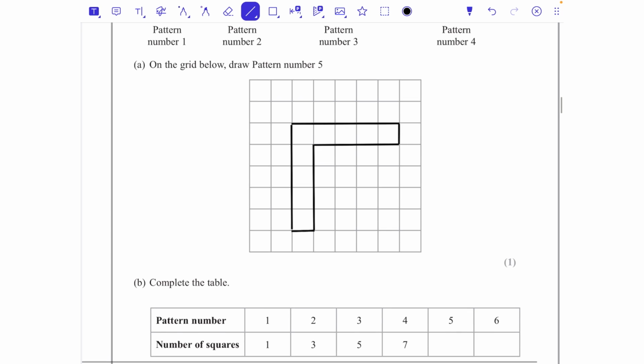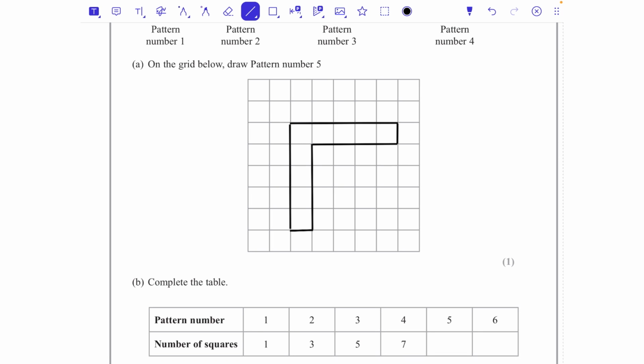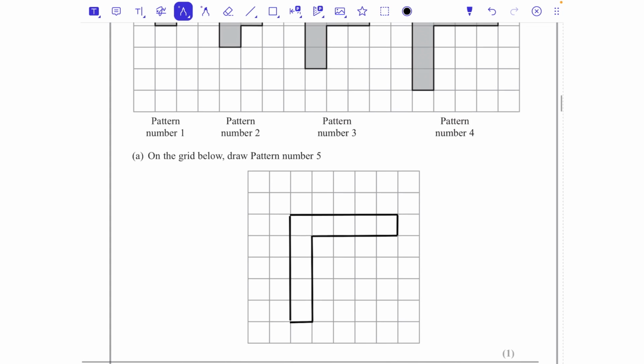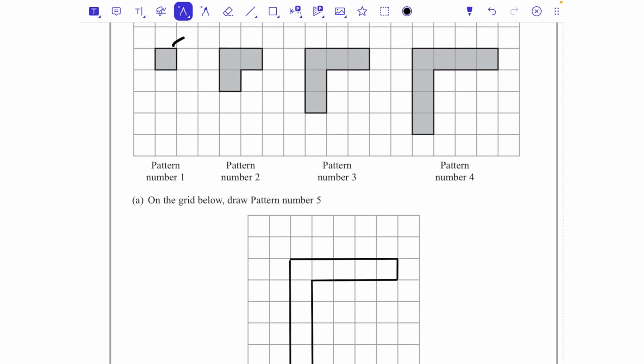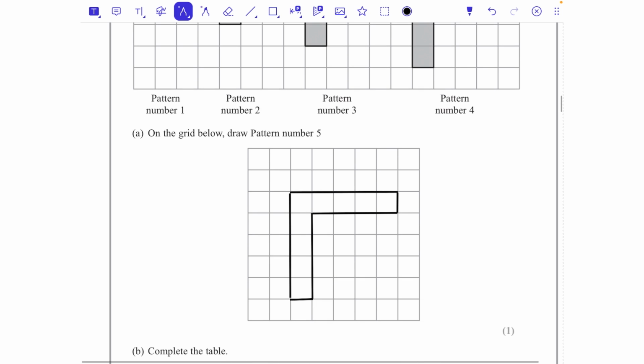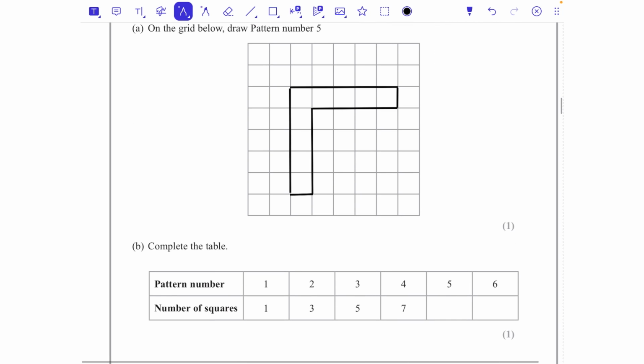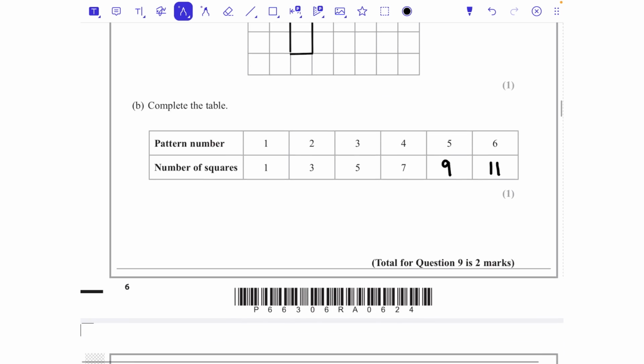Complete the table. Pattern number 1, pattern number 2, pattern number 3, pattern number 4, pattern number 5, pattern number 6, and how many squares. So we can see that because we add one to the side and one to the bottom each time, this is going to be adding 2 squares each time. So this had 1, this had 3, this had 5, this had 7, and the one we drew had 9. So the next one after that, we don't need to draw it. We know that it would add another one to the side and another one to the bottom. So that would be 11.